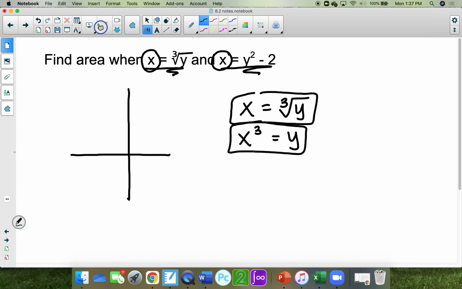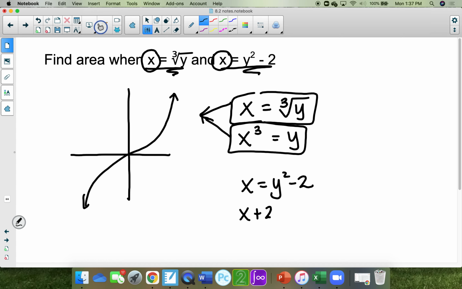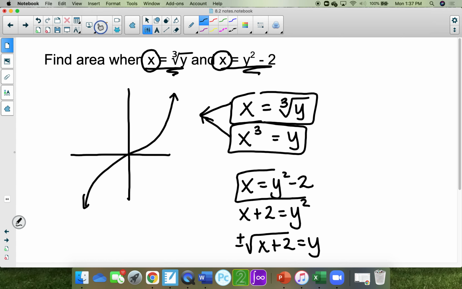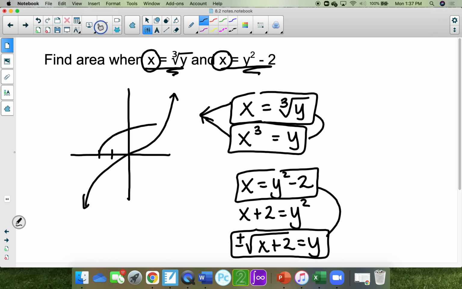When y is alone, I need to graph it, and this is what it would look like on a graphing calculator. It's the same equation. Same thing with this one: x equals y squared minus 2, x plus 2 equals y squared, plus or minus the square root of x plus 2 equals y. So this one right here is the same thing as this one. This makes a swoosh to the left, and it's going to be a positive, and it's also going to be a negative.